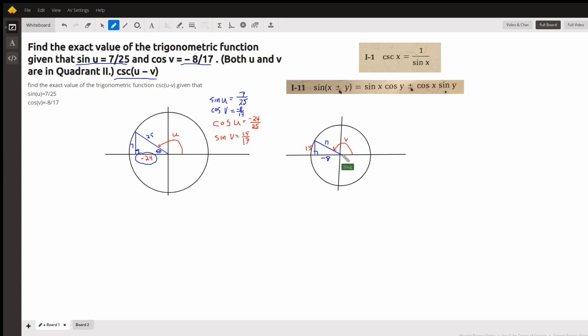And likewise over here for angle V, still in the second quadrant, we're given that the cosine of V is -8/17. So again, by the Pythagorean theorem or using the Pythagorean triple 8, 15, 17, we can find the length of this side. And that allows us to calculate these values. The cosine of U is -24/25, and the sine of V is 15/17 right here. And we're going to use these two trigonometric identities to evaluate the cosecant of U minus V.